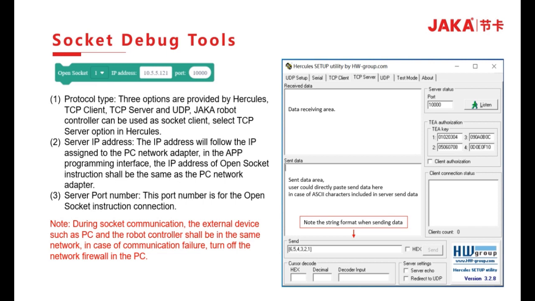Note that during the socket communication, the external device such as a PC and the robot controller should be in the same network. In case of communication failure, turn off the network firewall on the PC.